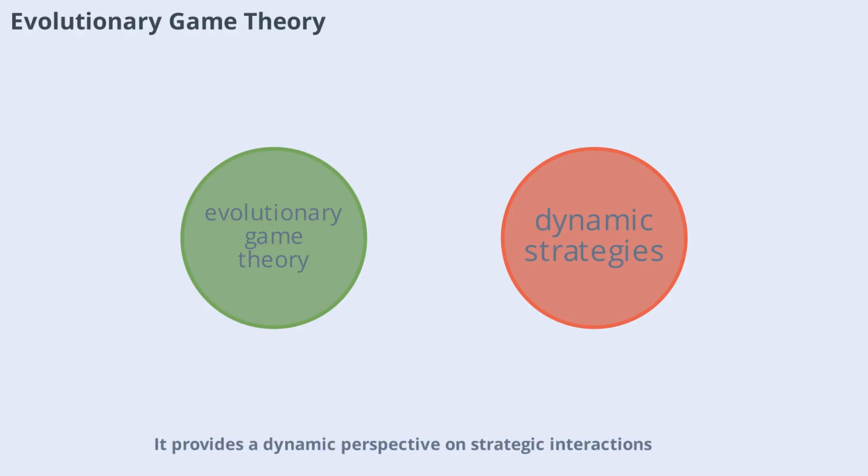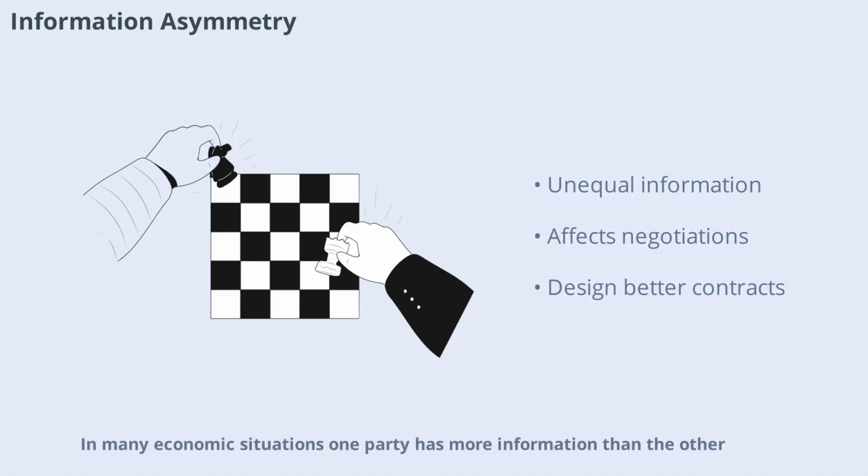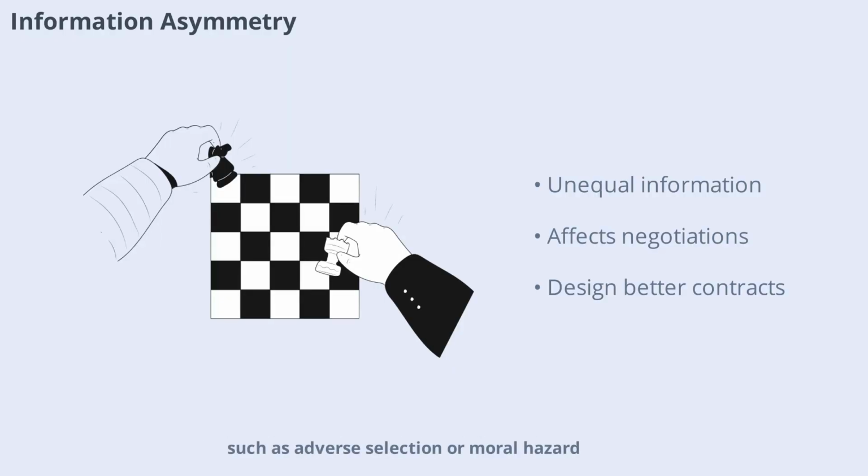It provides a dynamic perspective on strategic interactions. In many economic situations, one party has more information than the other. This is known as information asymmetry. Game theory helps analyze how this imbalance affects negotiations, contracts, and market outcomes. Optimization can help design mechanisms to reduce the negative effects of information gaps, such as adverse selection or moral hazard.